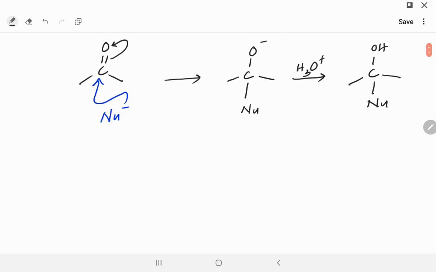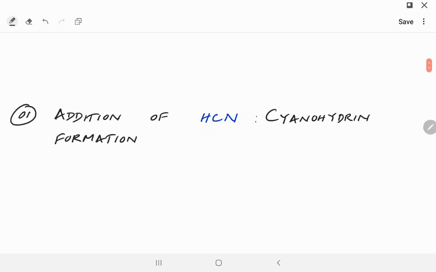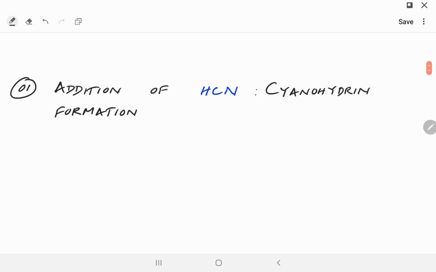The first reaction that we are going to talk about in this video is the addition of HCN, or you can say cyanohydrin formation. So in this reaction you are basically going to form cyanohydrins. A cyanohydrin is a compound where a carbon is attached to a CN, or cyanide group, as well as an OH group.